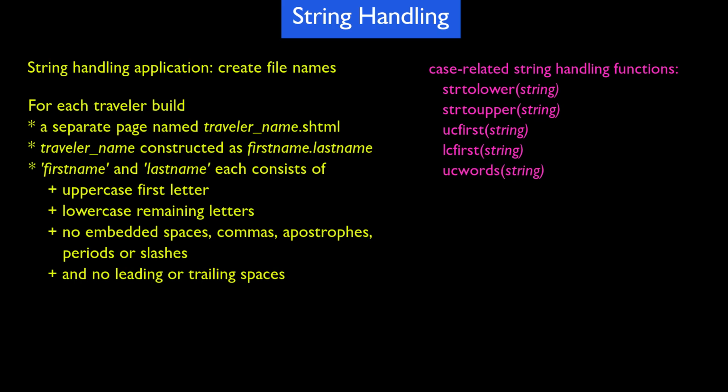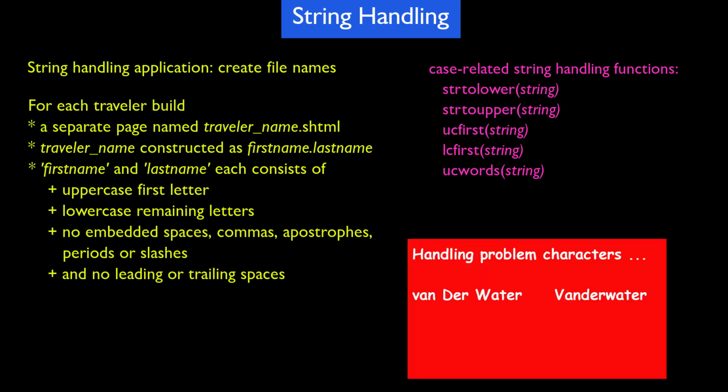A related function is ucwords of string, which returns the string with the first letter of each word uppercased. So, we can display first name and last name in a consistent manner. Now, in order to use first name and last name in constructing a file name, we need to remove any embedded special characters that can cause problems with file-oriented functions.